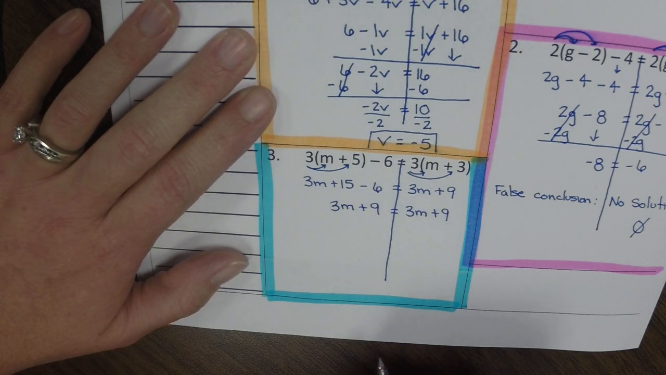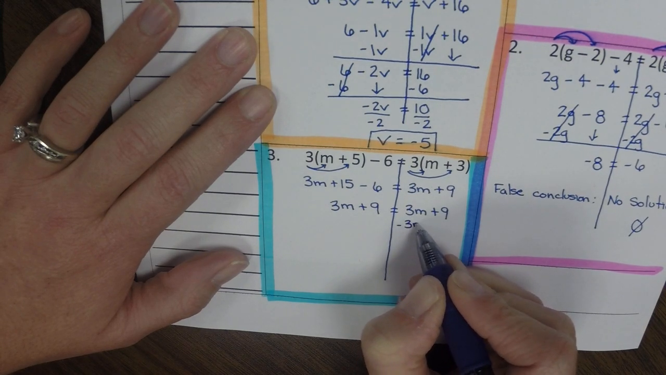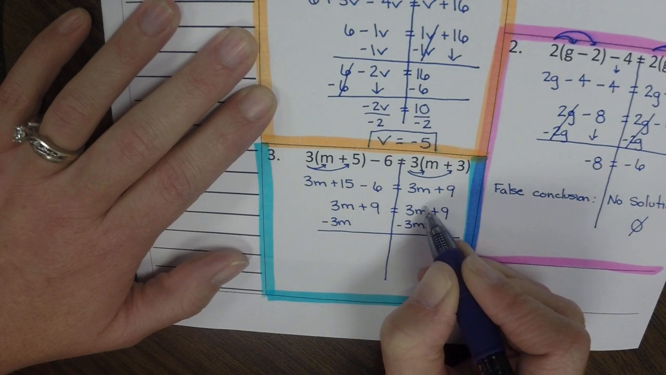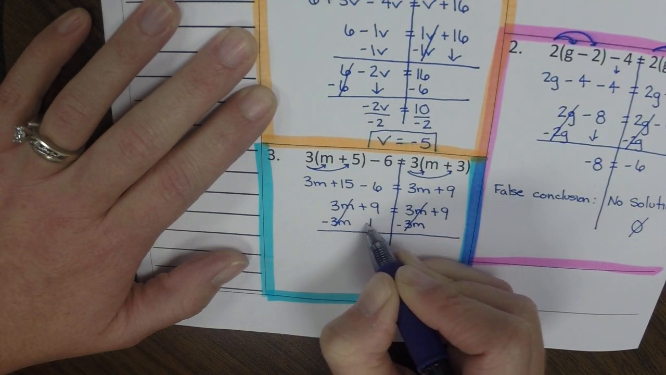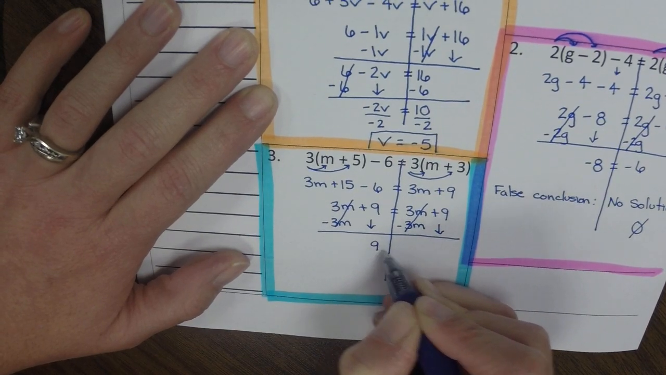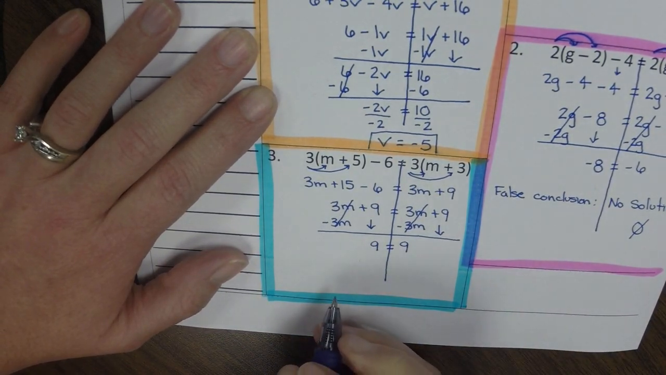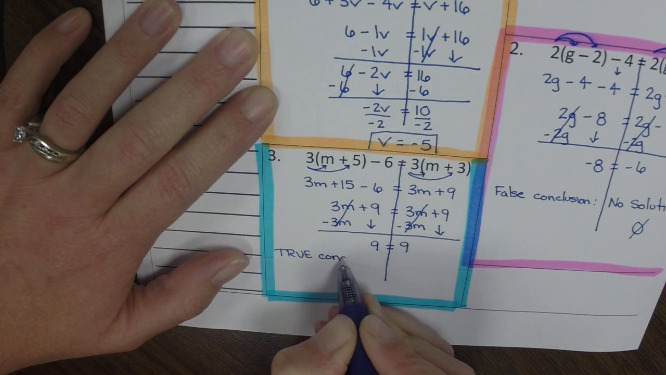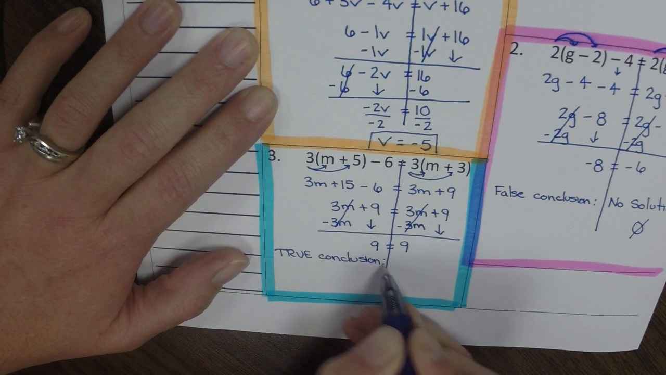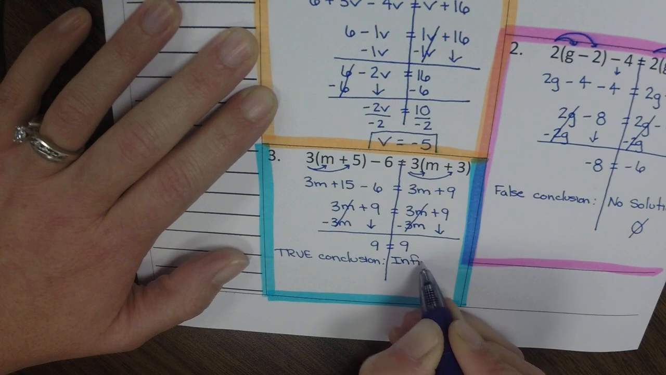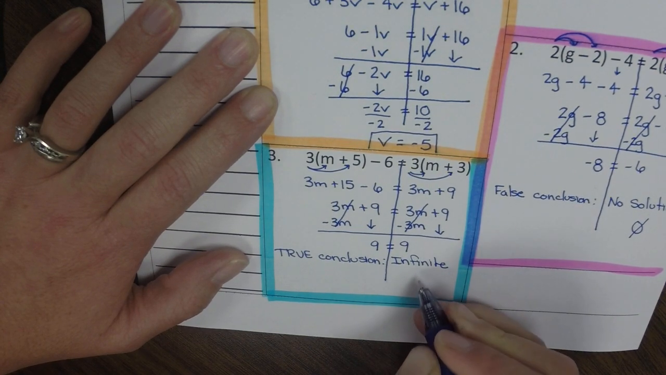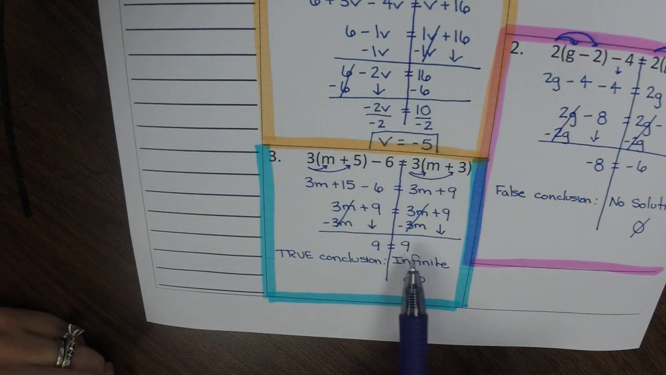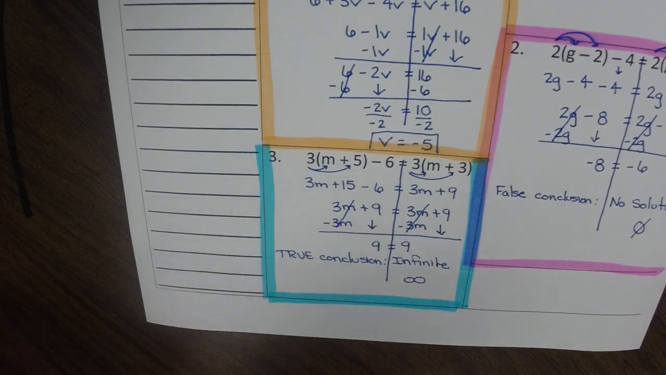But if we didn't notice and we tried to solve, minus 3m, minus 3m, these variables are both going to cancel out, and when I bring this down, I end up with 9 equals 9. Well, that is a true conclusion. So that tells us that this is infinite solutions. Okay, so again, the answer here is not 9 equals 9. The answer is infinite solutions.